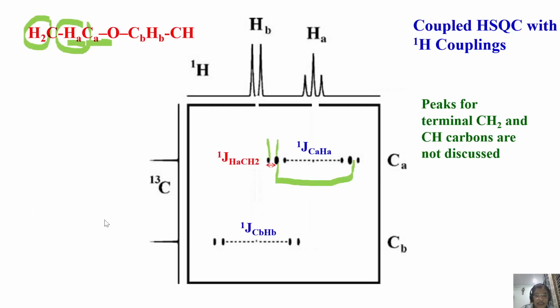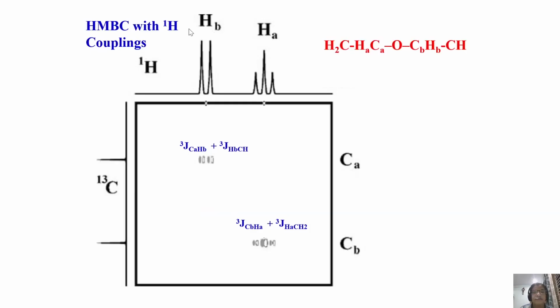And again, in this case, this separation gives me coupling between carbon and proton, Cb and Hb, and this separation gives me coupling between this proton and this proton. So this is the analysis. Analysis becomes very simple now. Same thing now, let us look at HMBC. This was HSQC. Now we are looking at HMBC.